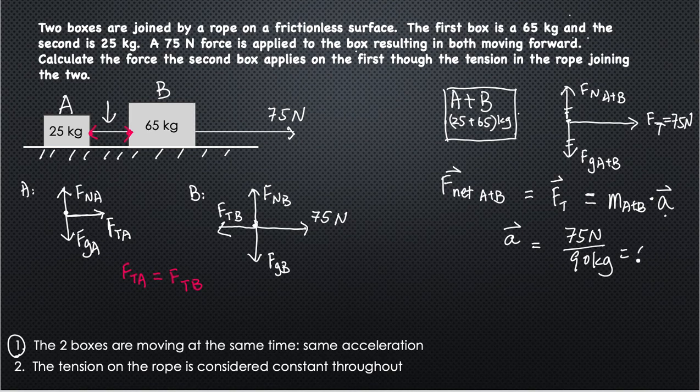That will give us 0.83 meters per second squared. We're going to keep two significant digits because that's what's given in the question. Now keep in mind that this acceleration is the acceleration for box B as well as box A. And now let's apply it back to our individual boxes.